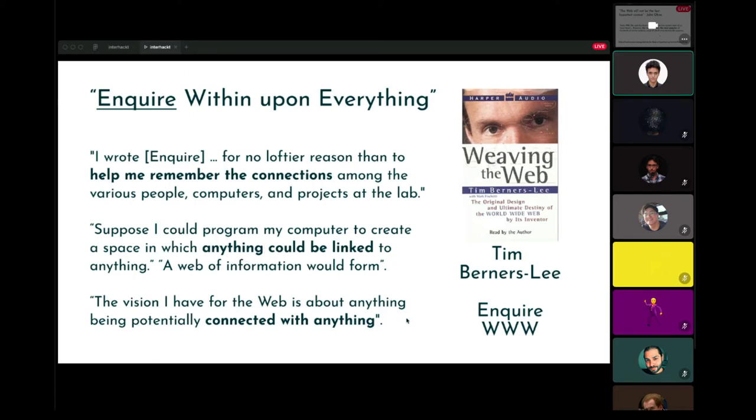And finally, he states directly in his book, Weaving the Web, "The vision I have for the web is about anything being potentially connected with anything." So hopefully in the conversation about the future of hypertext, we can also keep this into account and figure out a way to explore technologies that would let us connect anything and not just web pages.